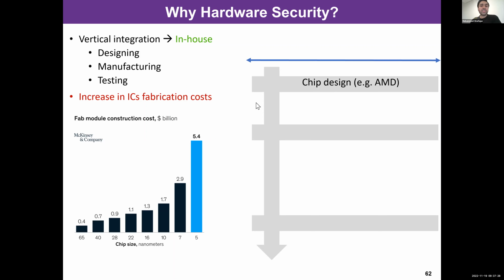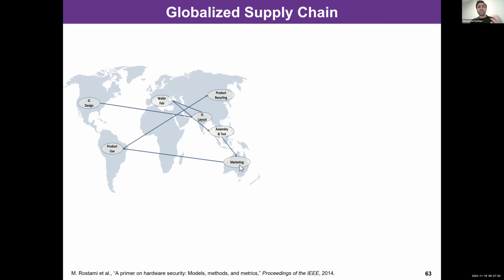Earlier, these different steps like chip designing, fabrication, and testing were done in-house by one company, but now this is distributed across different, expert companies across the world. For example, let's assume AMD designs a chip, fabricates it using TSMC, and testing is done by ASE. Now, when we distribute this across different companies, the insecurity increases.